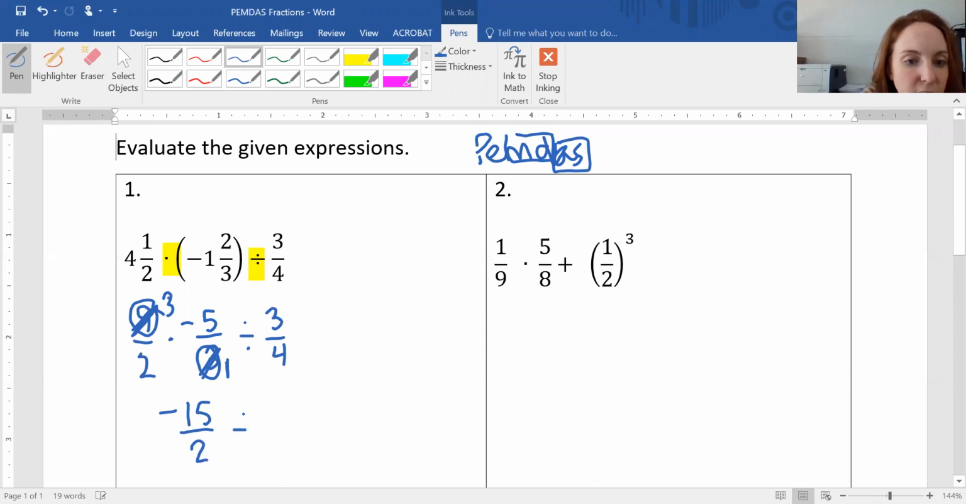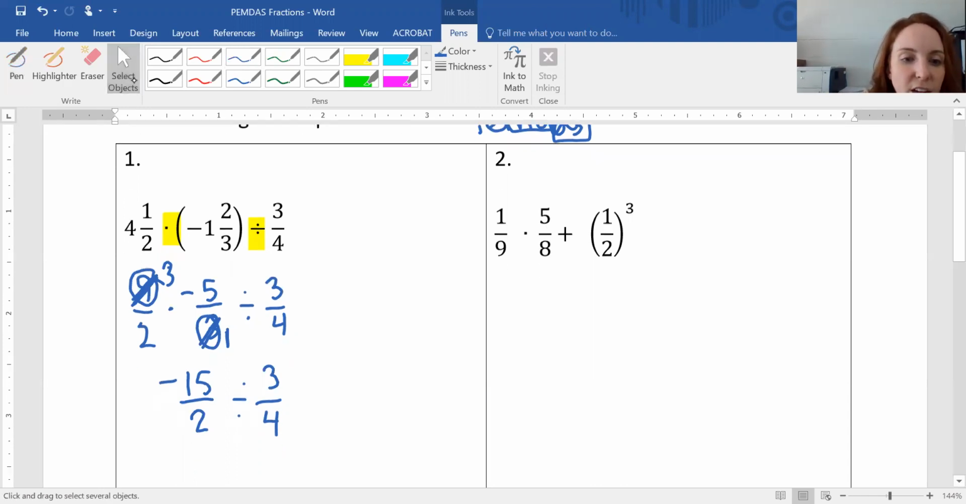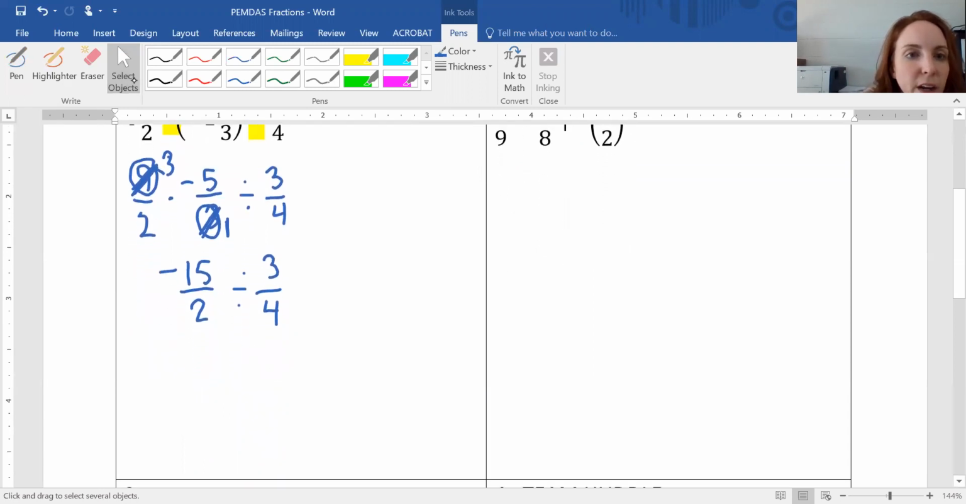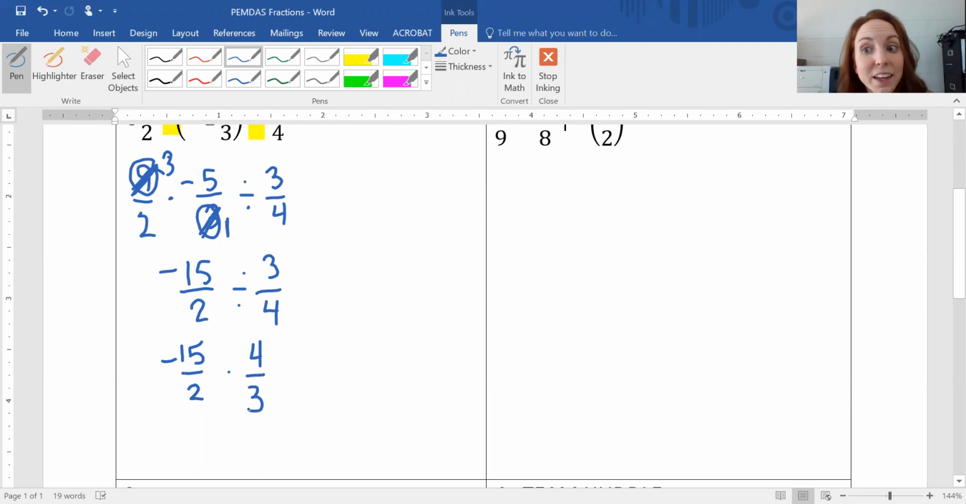Now I'm going to bring down that -3/4. So we're going to divide by 3/4. Instead of dividing by 3/4, we multiply by its reciprocal. So we keep, change, and flip. So we're going to keep -15 halves, change the division to multiplying, and take the reciprocal or flip 3/4 and write it as 4/3. Only then can you check to see if you can simplify.